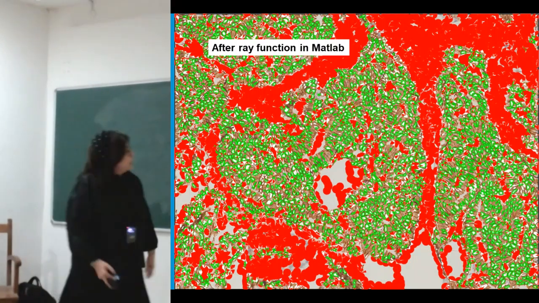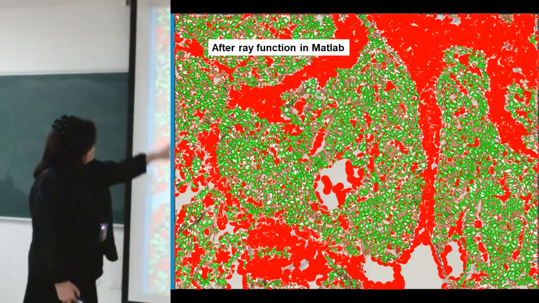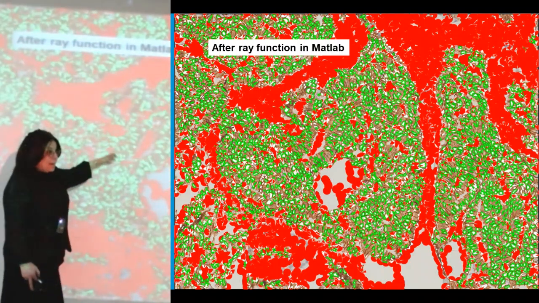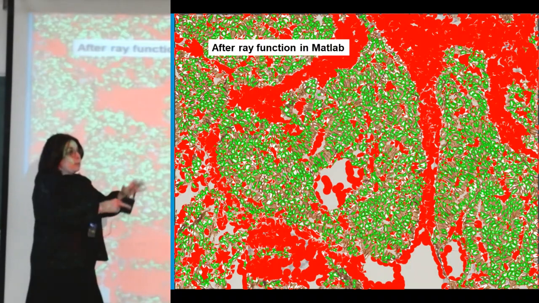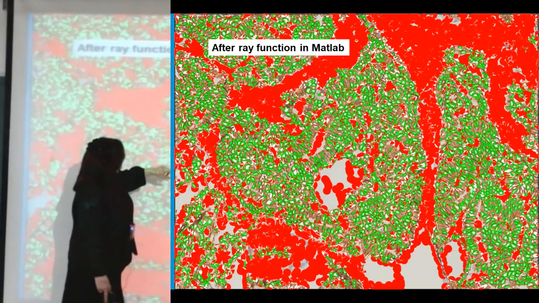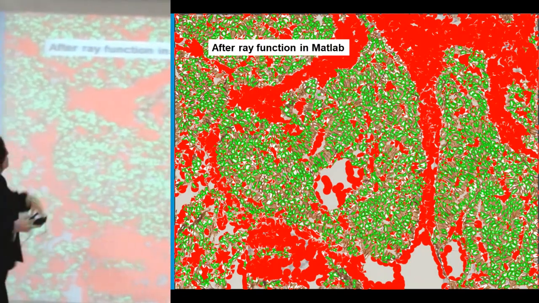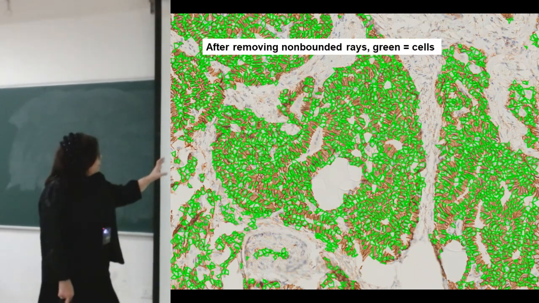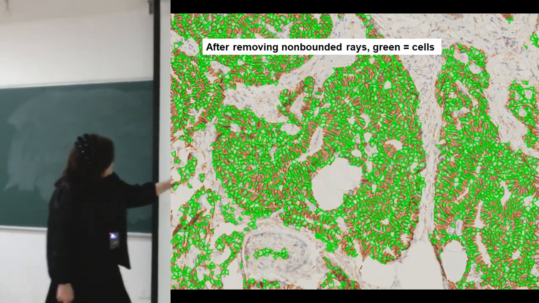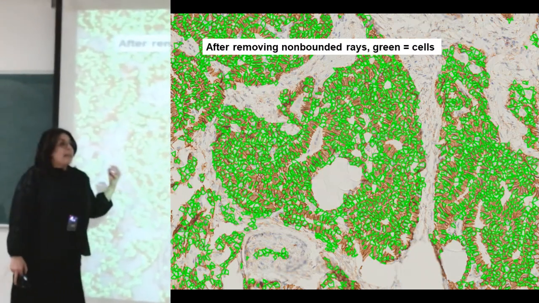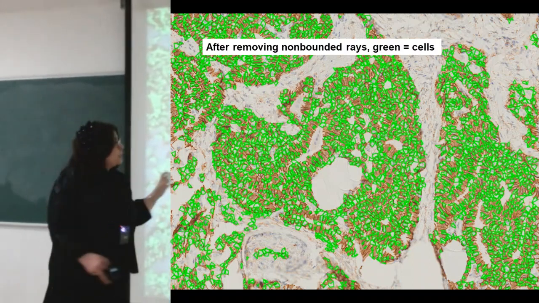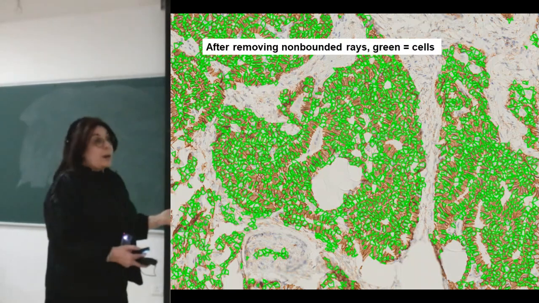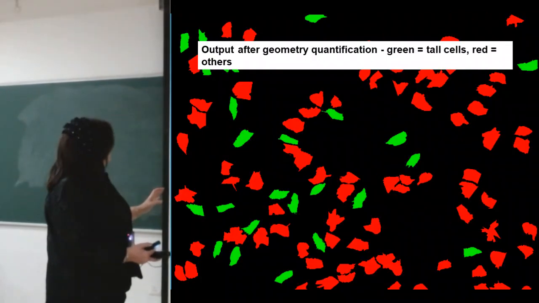And so here's an example of that. We have the ray function. All of the green here are cells that were detected, rays were sent out, the rays were stopped with the membranes, and all the red is mush, so the red goes away. And here, after removing the red, the non-bounded, we have all the green, which are the cells. Now the brown, which you see here, that's the actual immunohistochemistry. So that's showing us the cells that are being detected as compared to the cells that are actually there. So it's not bad, right?